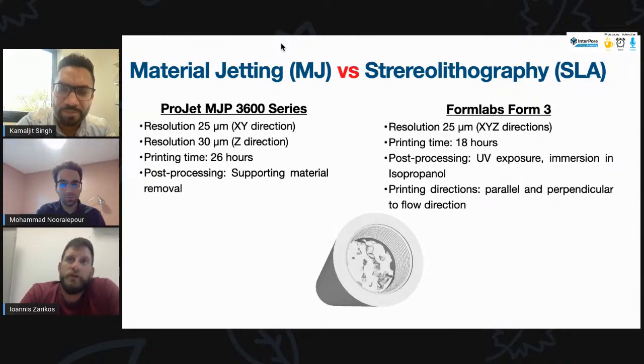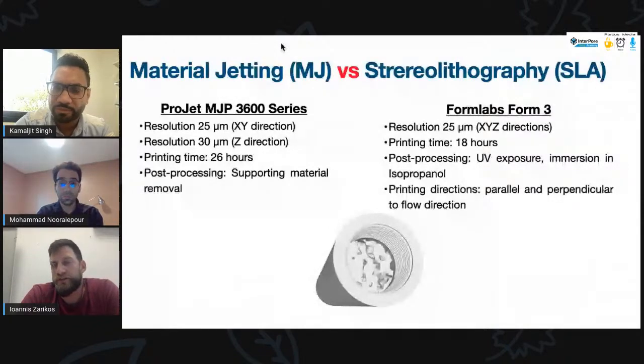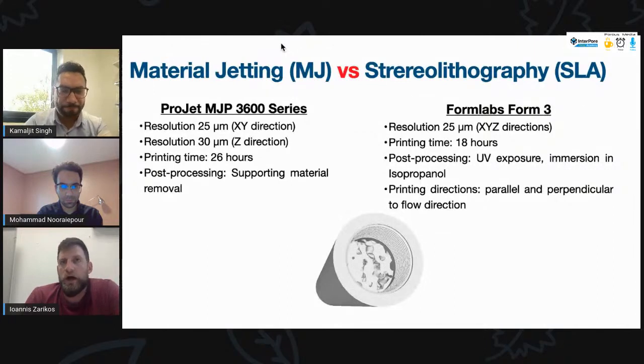In the case of stereolithography, we used the Formlabs Form 3. Again, it's a commercial printer, which allows 25 microns resolution in all three directions. The printing time was relatively faster, but we had a little bit of post-processing because we had to additionally expose the sample to UV to harden the external parts. And then we had to immerse it in isopropanol in an ultrasonic bath to remove the residual photoresin from inside the micromodel. Because we don't use a supporting material in this case, we printed the micromodel both parallel and perpendicular to the flow direction in order to see if there would be changes in the hydraulic properties of the medium.